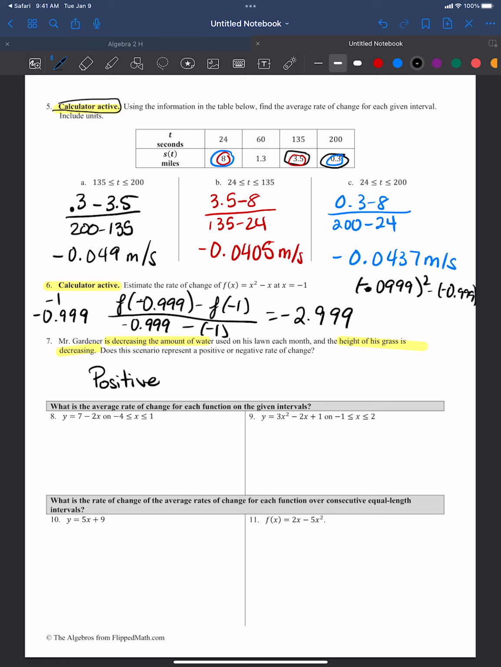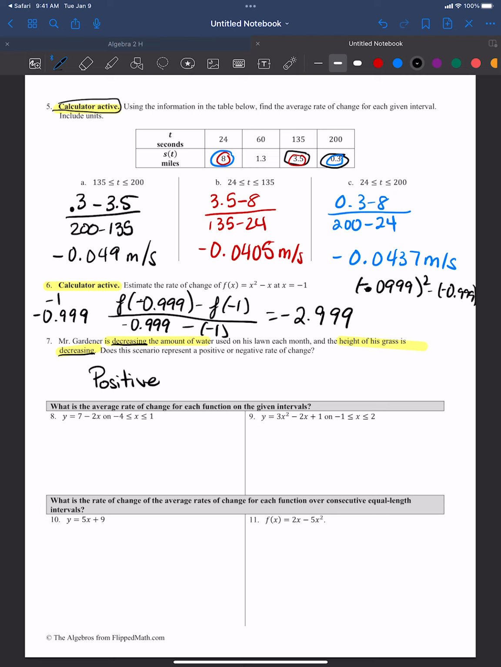It's a positive rate of change because both values are decreasing. You are decreasing the amount of water and your height is decreasing. So it's a common trend. It's happening for a reason. Okay, so that is why it is actually a positive rate of change.